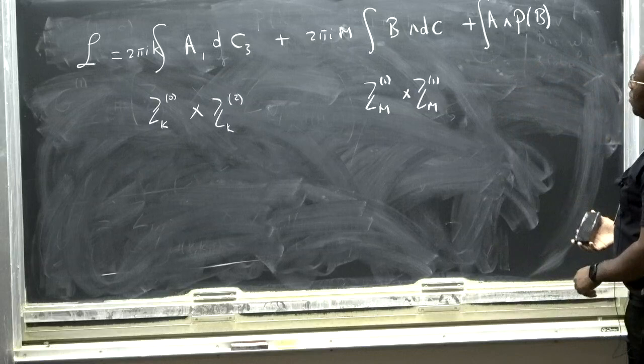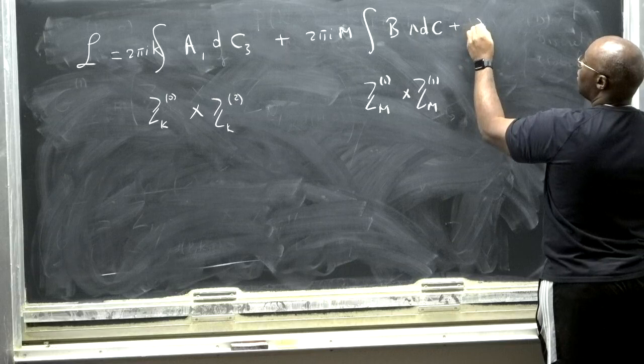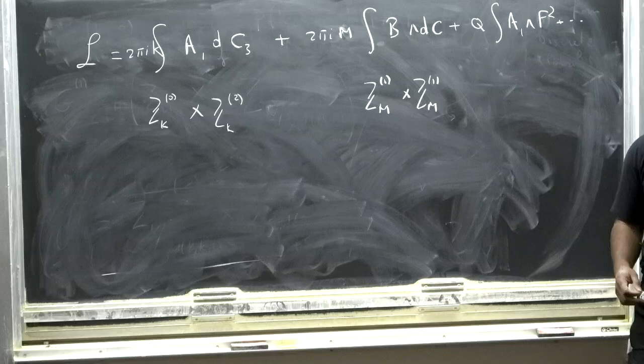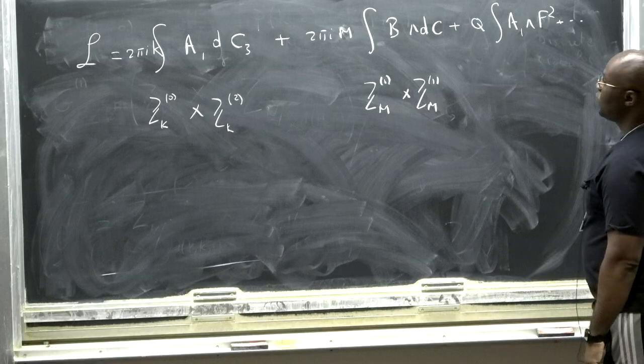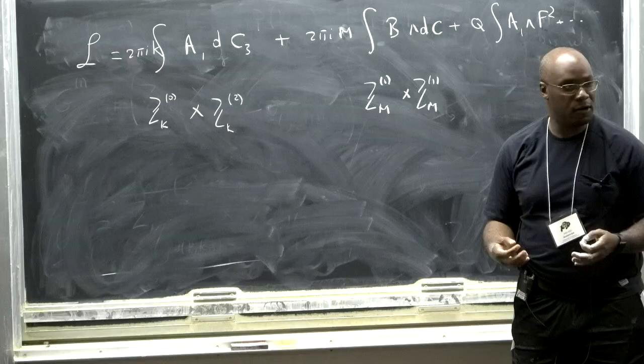If I could write, let's do something simpler first before we go to things that are more complex. Okay, you can have something that is like Q times A wedge F squared, right? Where F is the field strength of A1. So you can have various Chern-Simons couplings, so you can get a more interesting topological theory. All of these different types of topological theories will emerge in AdS/CFT, right? So all of these things will emerge in AdS/CFT.